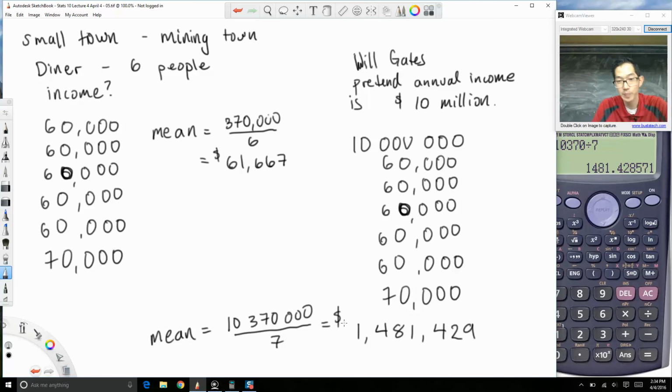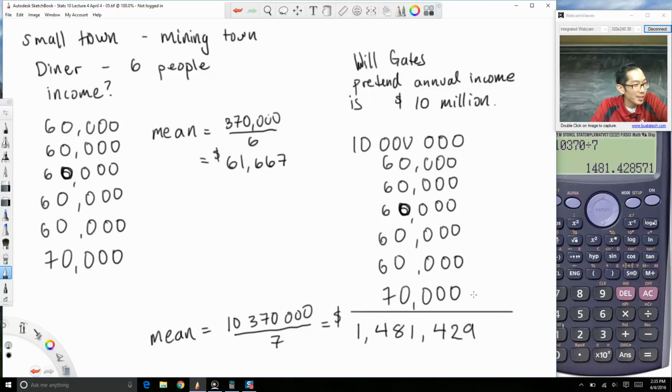$1,481,429. Is this the average income of the 7 people in our diner? Yes, it is. By definition, this is the mean income. Does it feel representative of these 7 people? No, it does not feel representative.